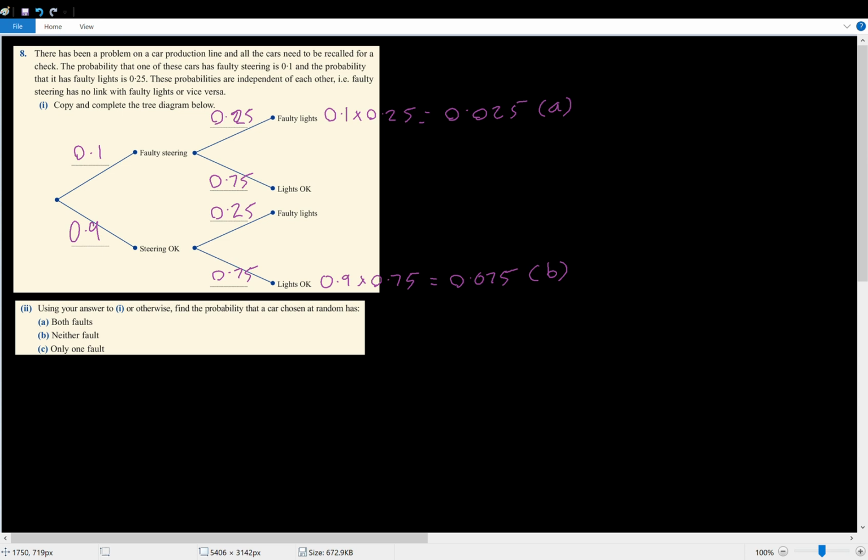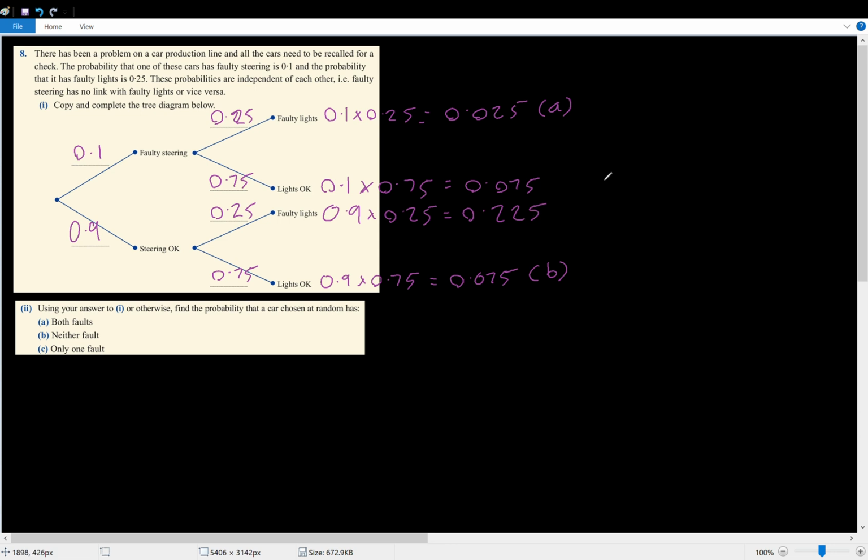And then for the last one, the probability that it has only one fault. Well, the probability that only one fault will mean that either the steering is faulty and the lights are okay, or the steering is okay and the lights are faulty. So it's going to be these two middle branches in here. The first one, where we've got faulty steering and okay lights, is going to be 0.1 multiplied by 0.75, which is equal to 0.075. And the next one down is going to be okay steering and faulty lights, which is going to be 0.9 multiplied by 0.25. And that's going to be equal to 0.225.